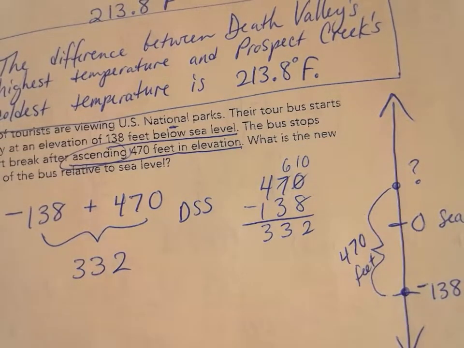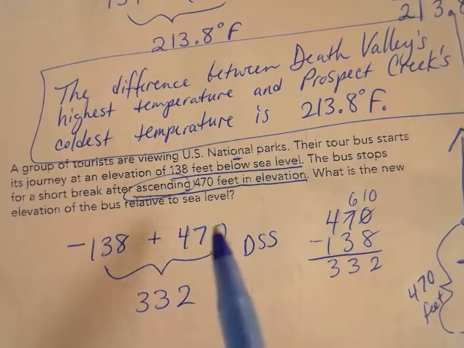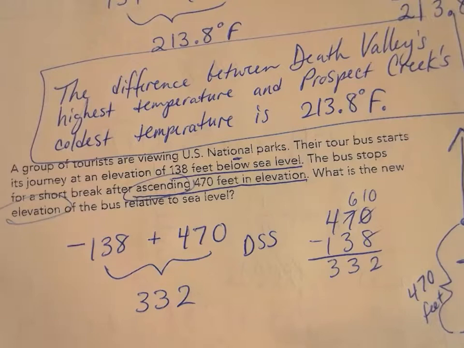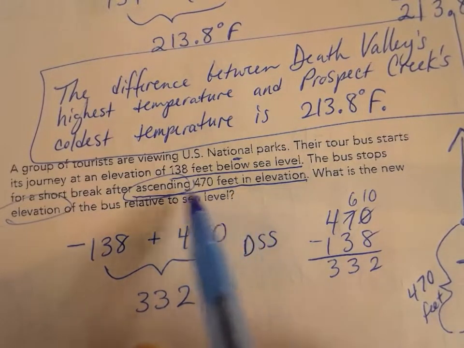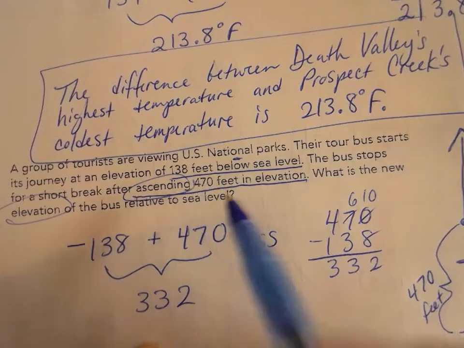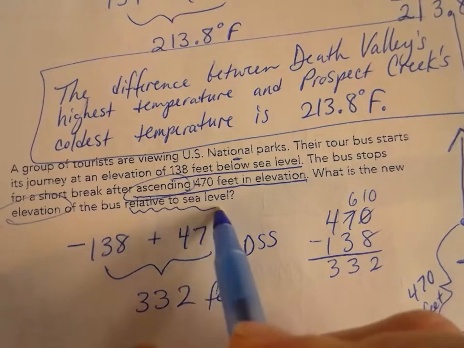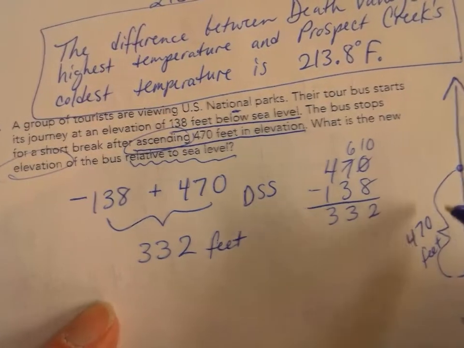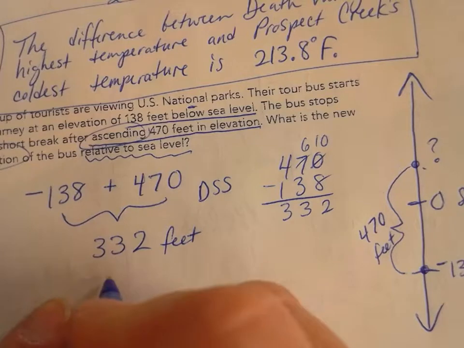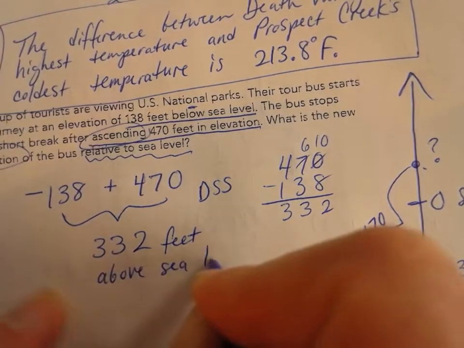332 what? Let's dig back in and find that question. What is the new elevation of the bus? Oh, a new elevation. So when I talk about elevation, we're talking about measuring in some type of unit. Was it feet, meters, kilometers? Oh, feet it is. And would we say that this is above or below sea level? Because notice it says relative to sea level. Well, I think it would make the most sense to say we ended up higher than 0 or above 0 on our number line. So we want to say 332 feet above sea level.